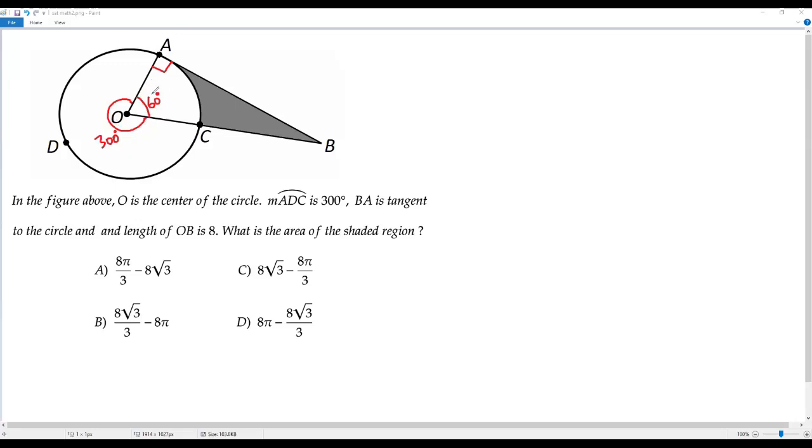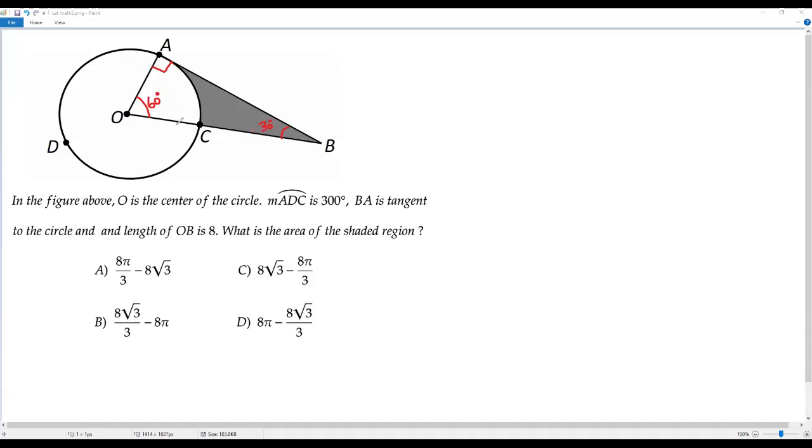Now let's consider the three interior angles of this right triangle OAB. Here we have a right angle and the measure of this interior angle is 60 degrees. Then what is the measure of this interior angle? It has to be 30 degrees, because in any triangle, the three interior angles add up to 180 degrees. Here we have 90, here we have 60. When we add them, it's 150 degrees. So the remaining 30 degrees should be over here. Now when we add these three angles, they add up to 180 degrees.